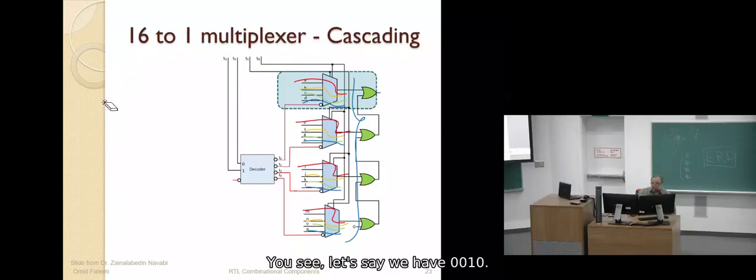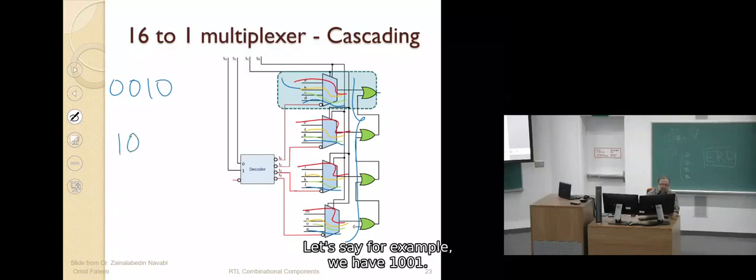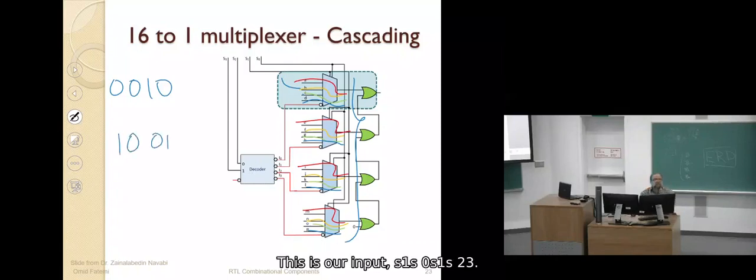Let's say we have 0, 0, 1, 0. If this is the case, it means that we would like to select the second input, which would be B here. Let me put something else so we think more. Let's say, for example, we have 1, 0, 0, 1. This is our input, S1, S0, S1, S2, S3. Which one should be selected?